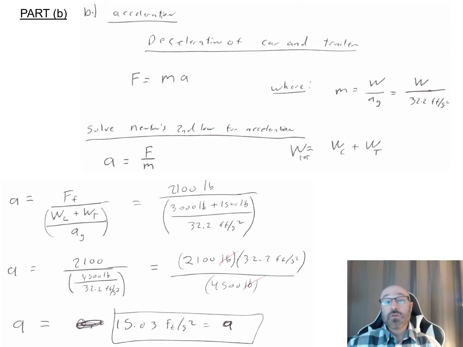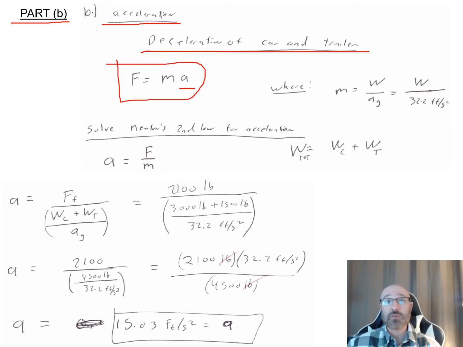So now what we want to do is move on to part B in our solution. Part B asks us to solve for our deceleration. So we'll be looking for acceleration equations in governing equations. We're looking for the deceleration of the car and the trailer in part B. So we can go to Newton's second law as our governing equation. This involves force is equal to mass times acceleration.